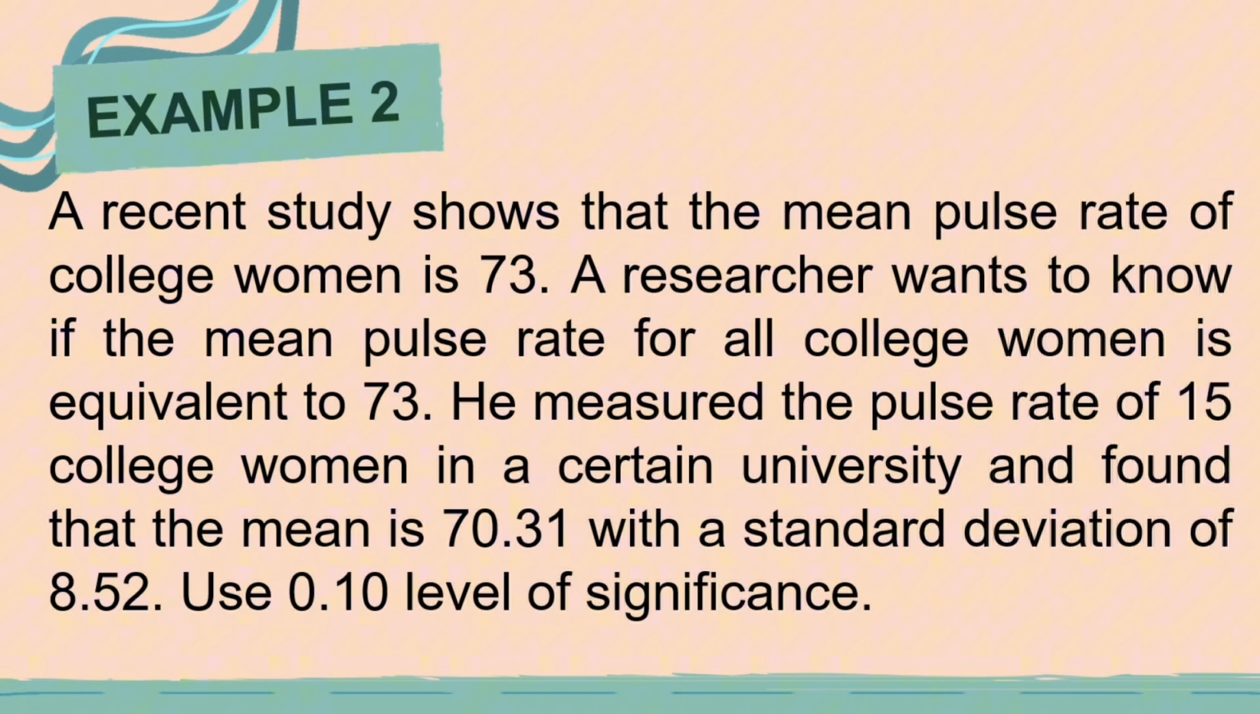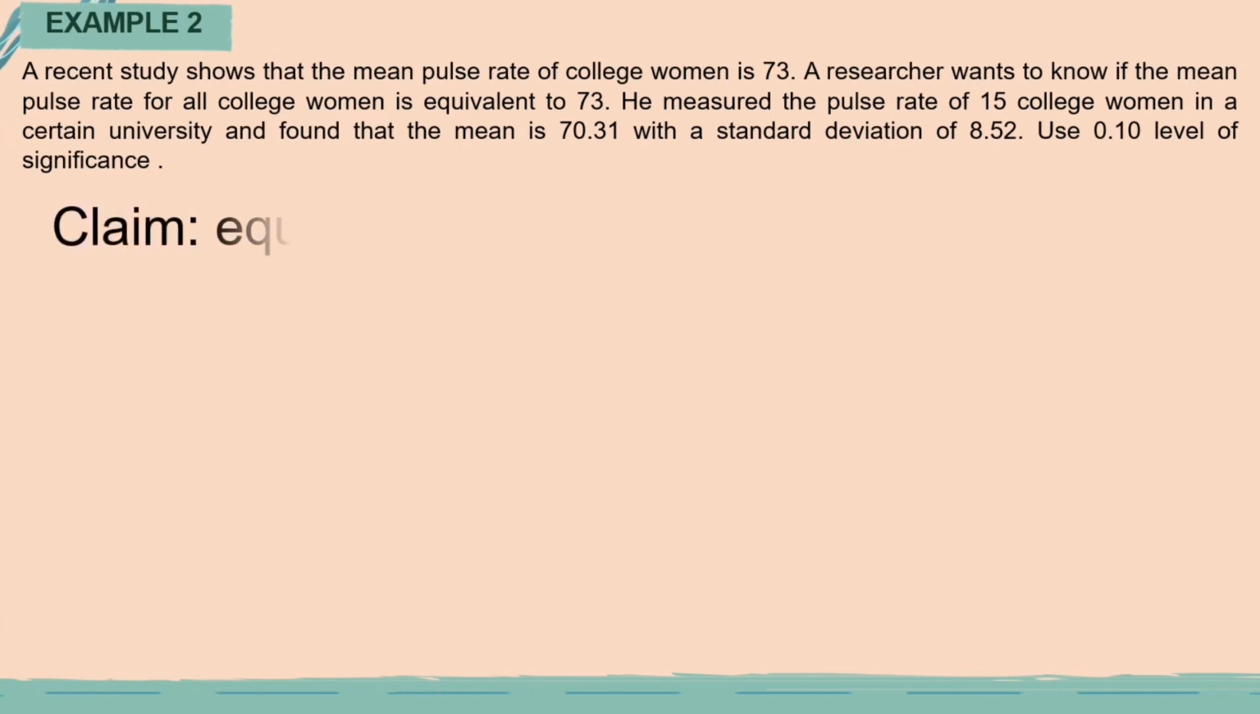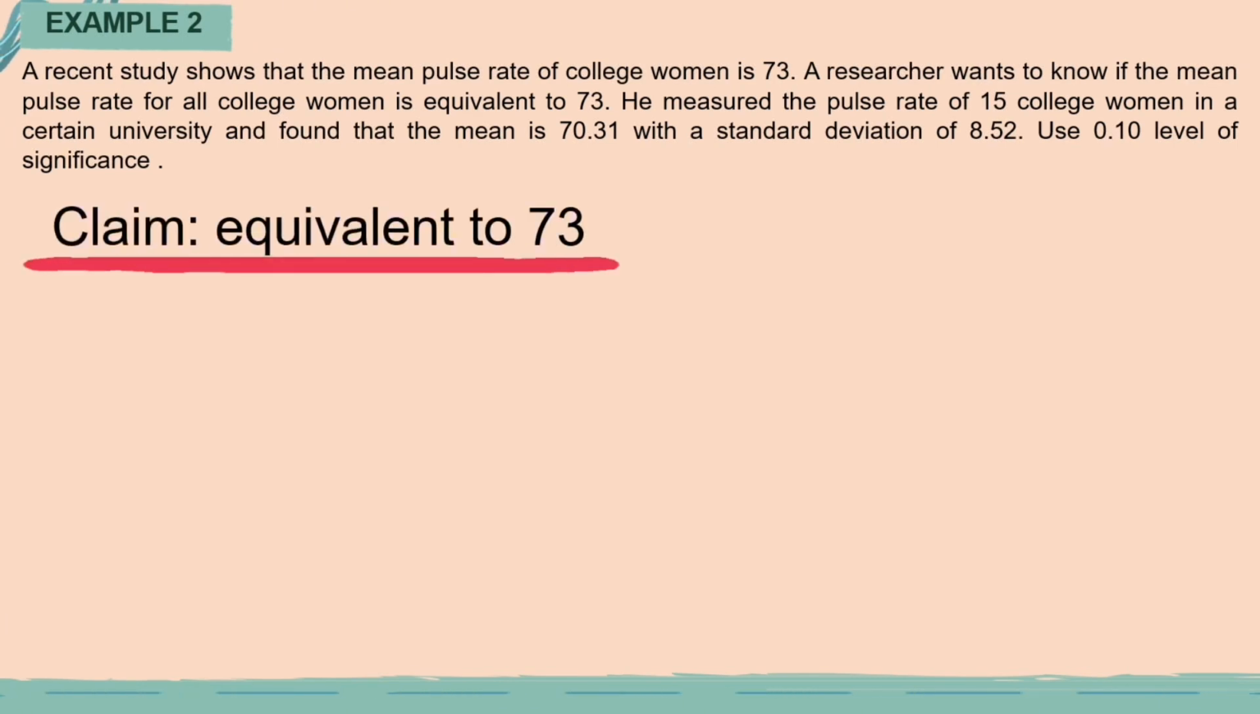Let's have another example. A recent study shows that the mean pulse rate of college women is 73. A researcher wants to know if the mean pulse rate for all college women is equivalent to 73. He measured the pulse rate of 15 college women in a certain university and found that the mean is 70.31 with a standard deviation of 8.52. Use 0.10 level of significance. Their claim is equivalent or equal to 73.